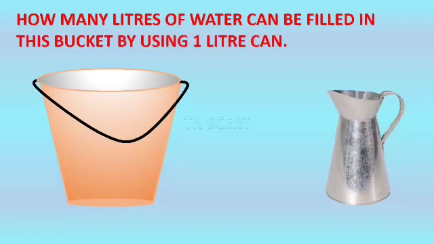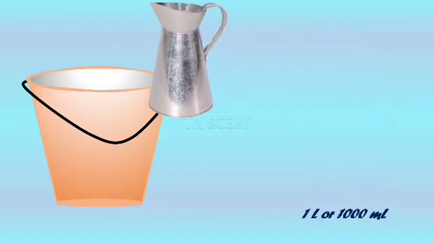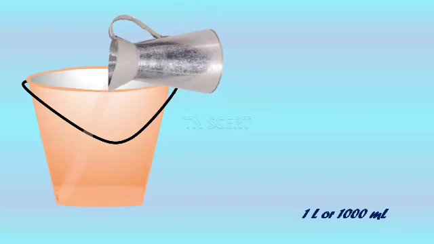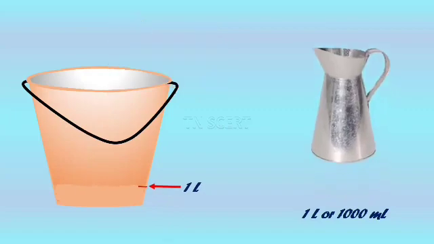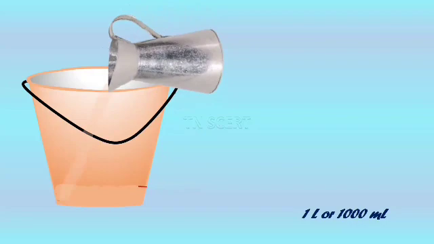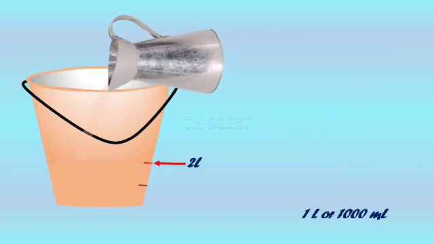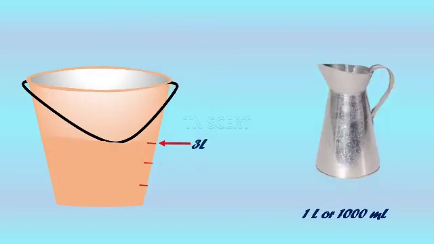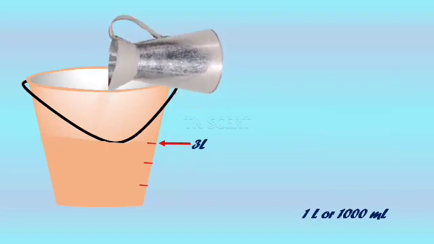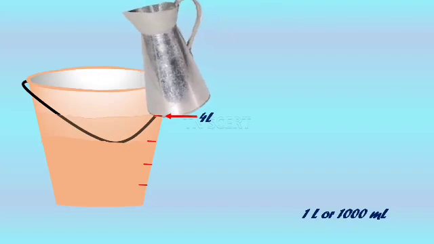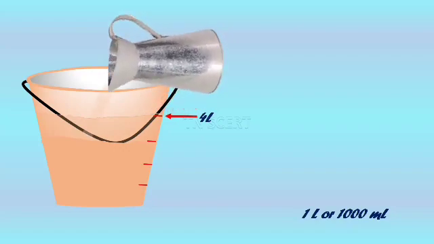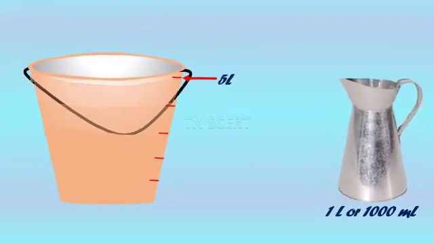Now let us find out how many liters and milliliters of water can be filled in this bucket by using a 1 liter can. One liter, 2 liters, 3 liters, 4 liters, 5 liters. Hence, this bucket can be filled with 5 liters of water.